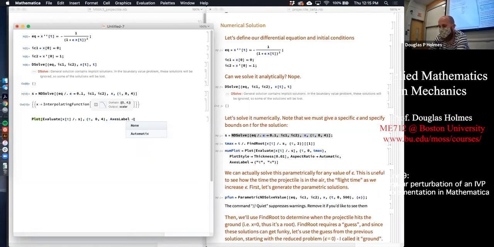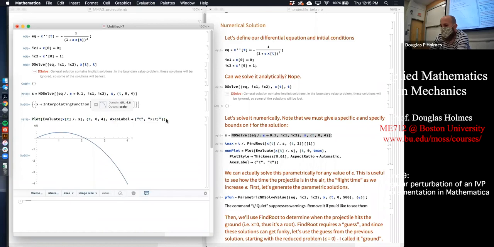So we can go axes label, and then we have to tell it what the axes are going to be, and the x-axis is time, and the y-axis is x of t. So for the axes label, you give it a list. The first entry of the list is the x-axis, the second entry of the list is the y-axis. And the quotes tell it that you want it to write these letters. Okay.